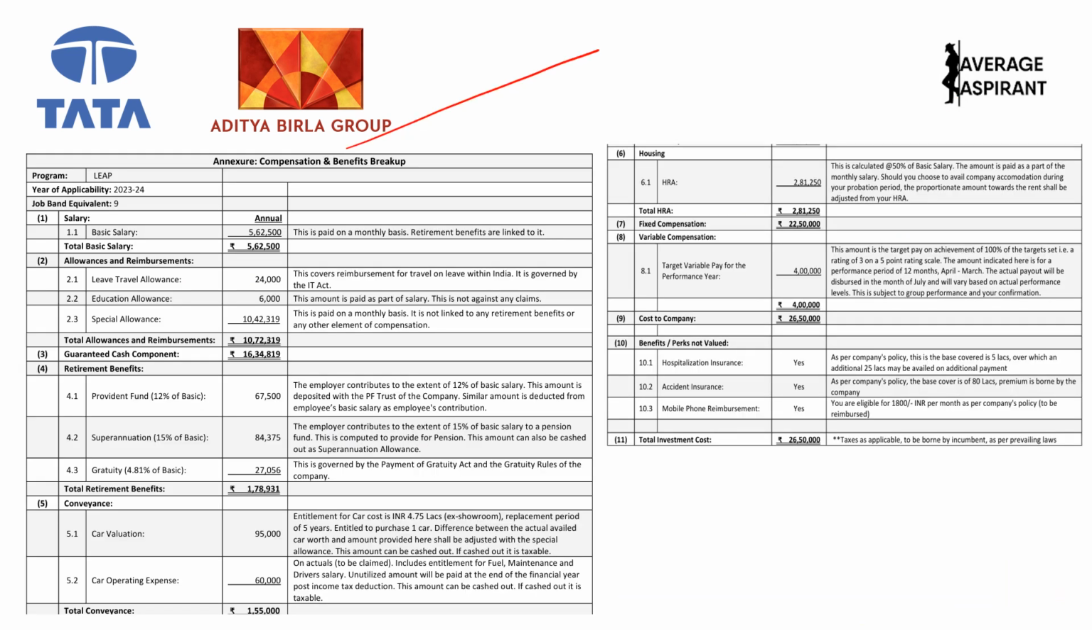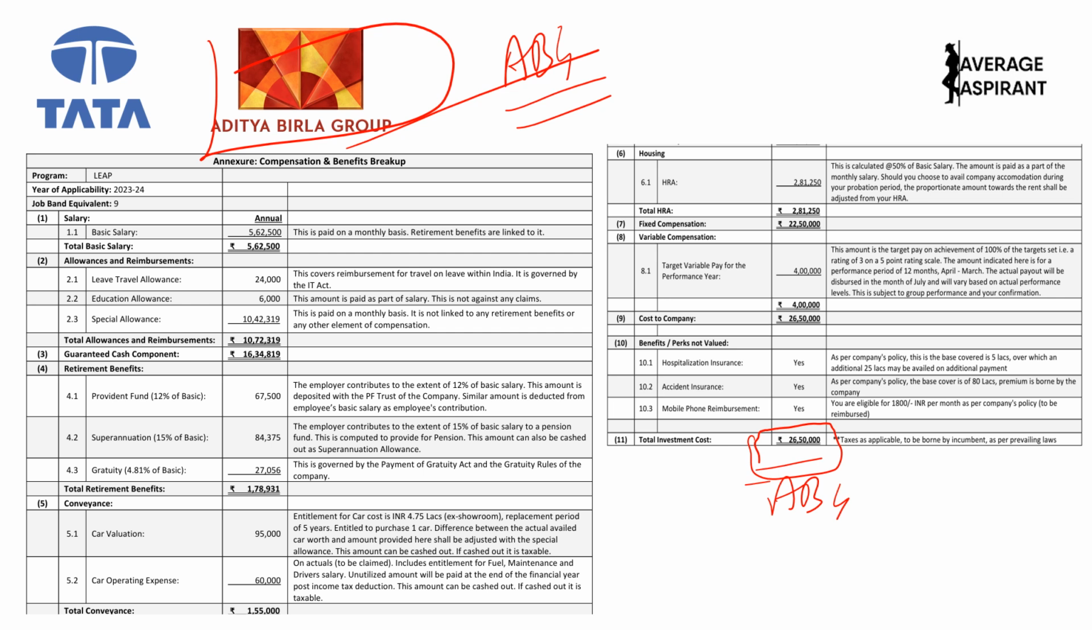So this is the breakup for ABG. This is not for TAS. TAS would have a similar, if not same, breakup of the CTC. So as you can see, the total CTC here is 26.5, which is of ABG. Now, what are the components? The basic salary is 5.62. This is paid on a monthly basis, right? See, this is 23-24 LEAP. LEAP is the ABG program, the ABG Management Trainee Program.